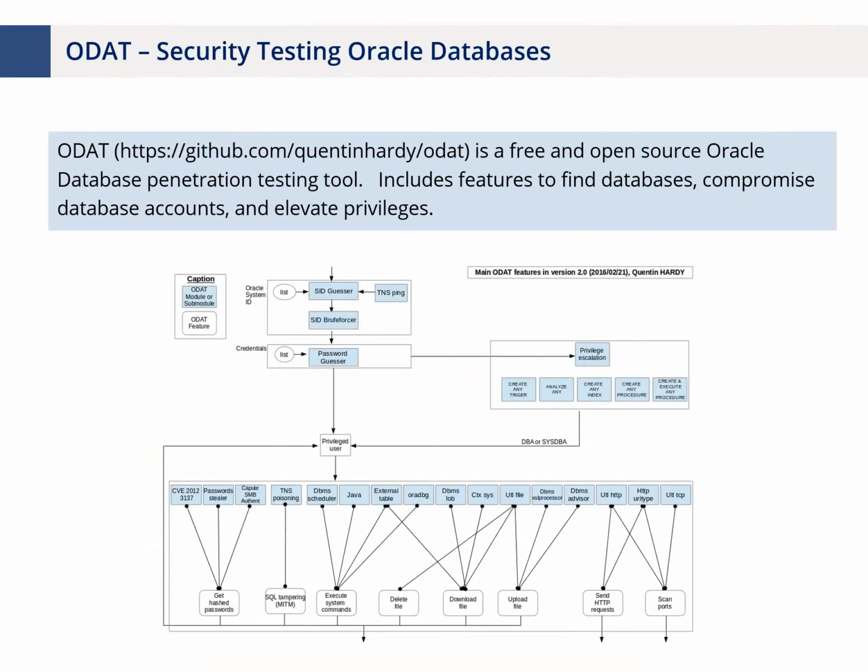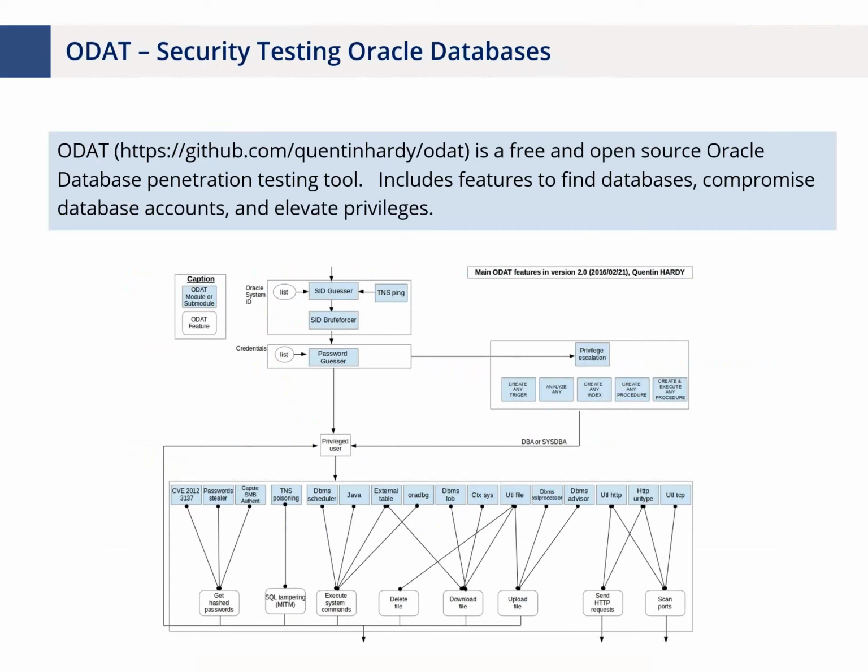So it's going through and trying to break into the database. It's trying to use different exploits in the database to get in there and do something bad. This is a diagram of what the Oracle Database Assessment Tool, ODAT, does, and it's completely open source. The code is all up on GitHub, and it's a set of Python scripts.